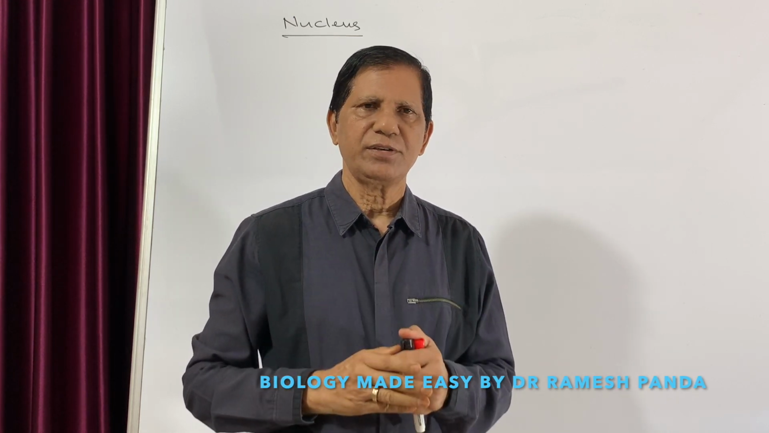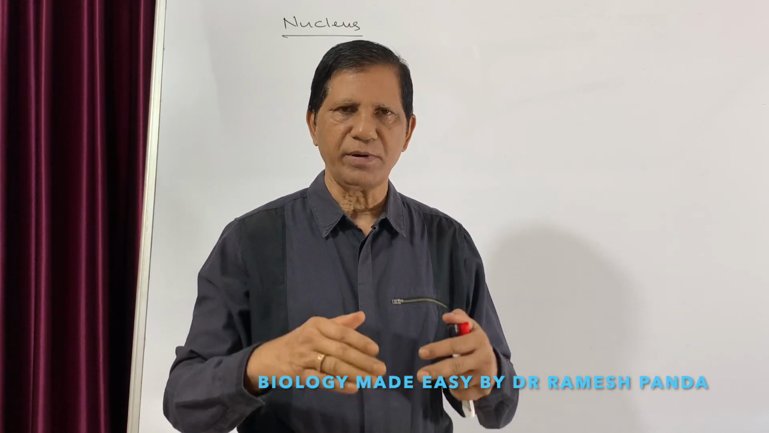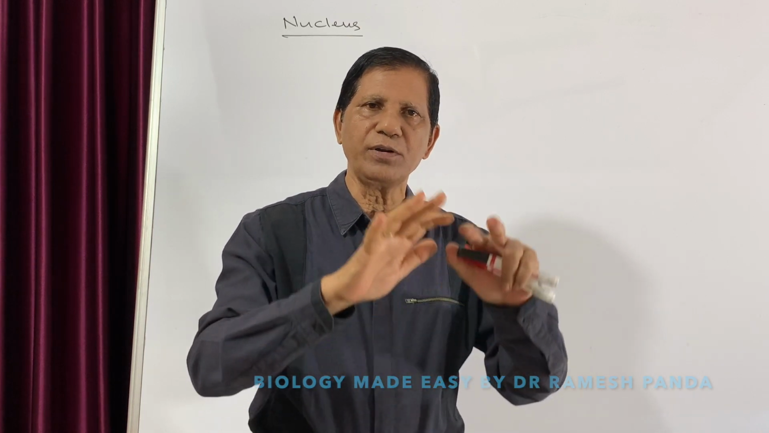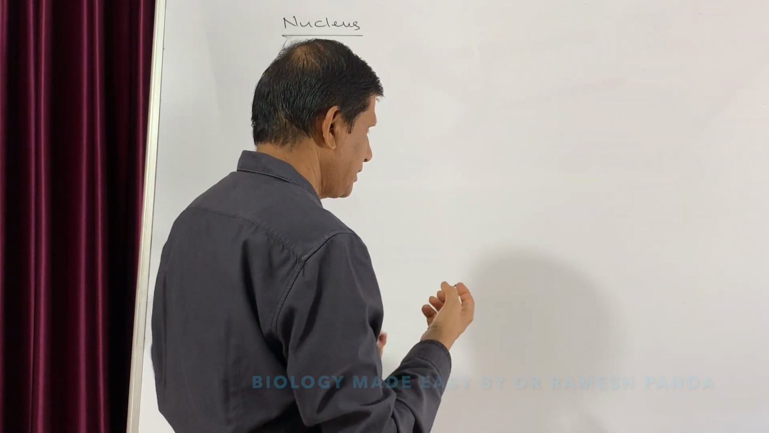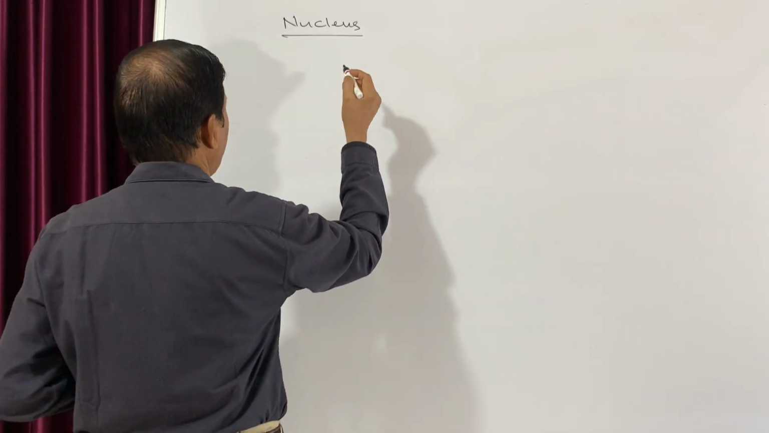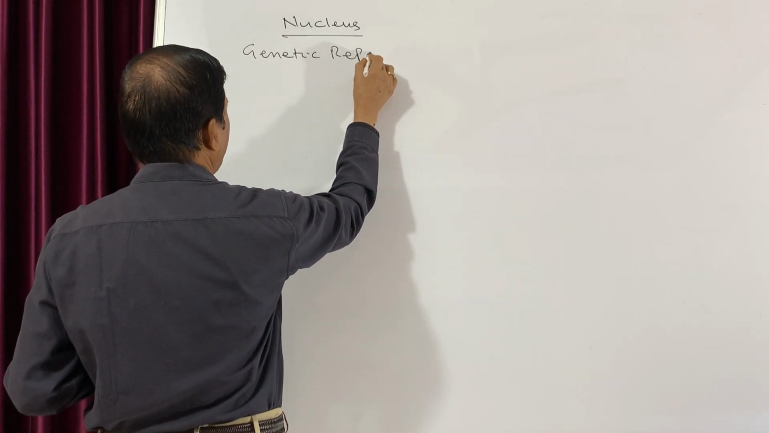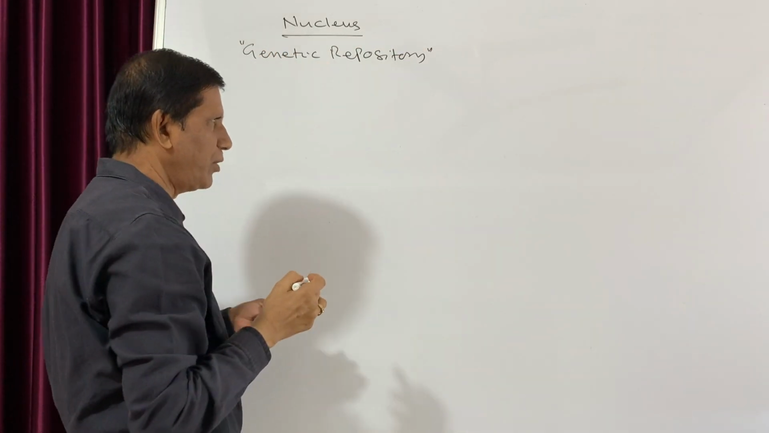In eukaryotic cells, the nucleus is considered to be the largest organelle in comparison to all other organelles like plastids, mitochondria, endoplasmic reticulum, Golgi body. This is the largest organelle, and this nucleus is the permanent storehouse of all the genetic material. That is why it is also known as the genetic repository. That means it is the storehouse of all the genetic information that is present.